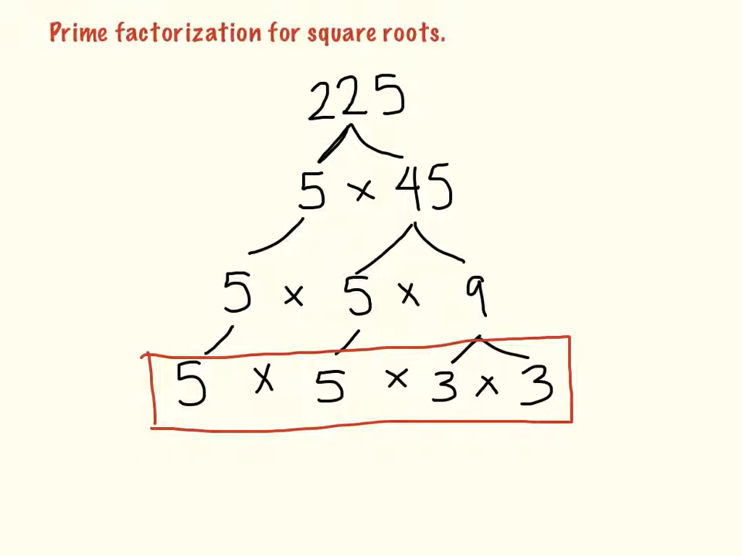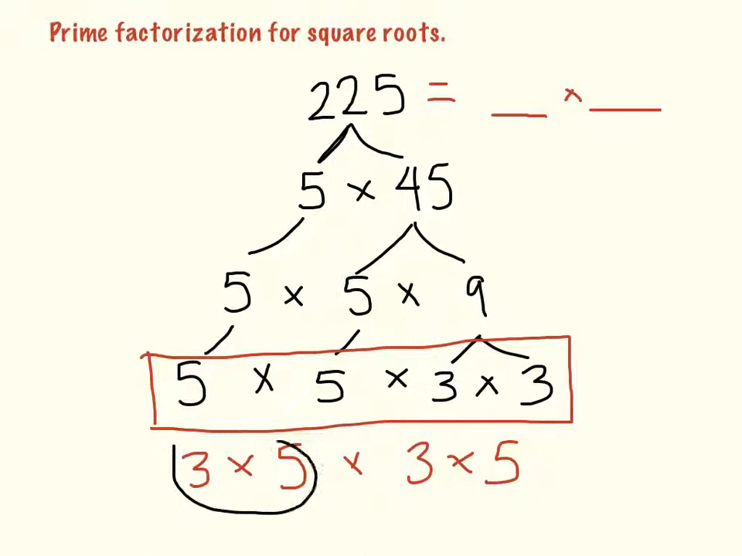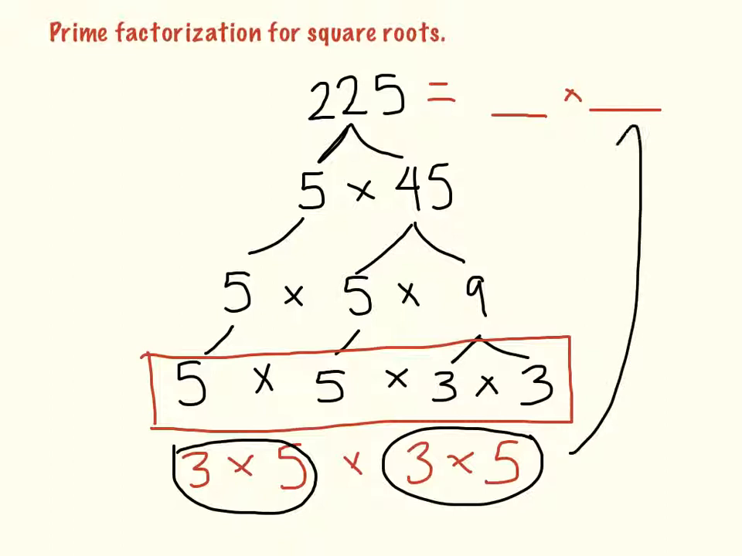And what we're looking to do is make two numbers that are equal to each other to be 225. So I can rearrange my prime factorization because of the commutative property, and I can change that to 3 times 5 times 3 times 5, and that just helps me put it into two groups of 3 times 5, and of course we know that that is 15. So we would say that the square root of 225 equals 15.